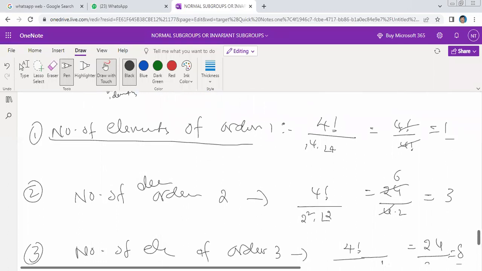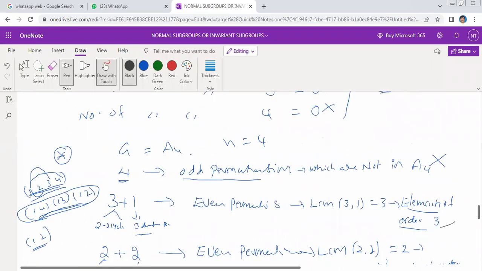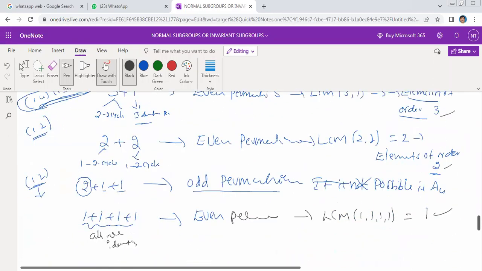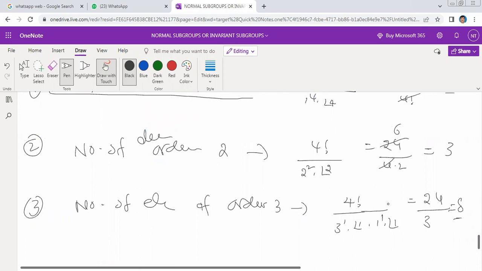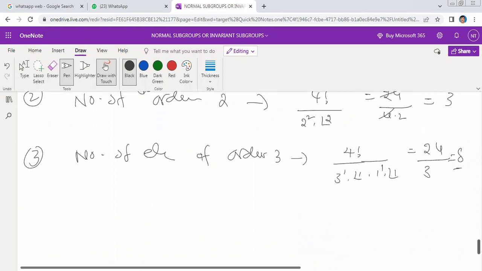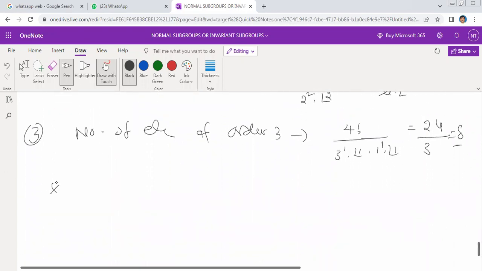Total elements now equal: 1 plus 3 plus 8, that is 12 elements. In A4 the number of elements are 12. So this situation can be divided into number of elements and orders of each element. A question was asked on this: what is the order of the permutation 1 2 3 4? What is the order of 1 3 2 or 1 2 3?